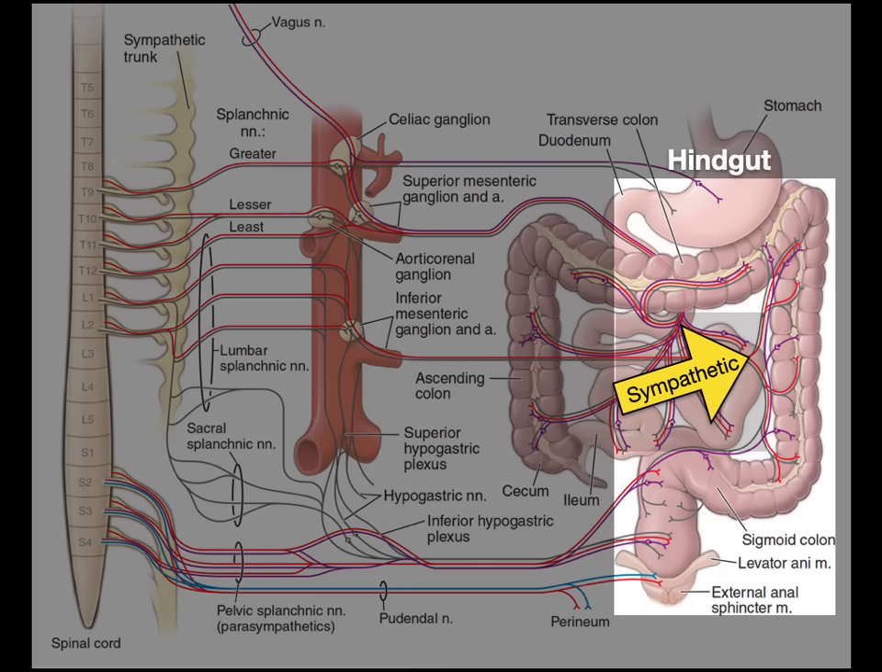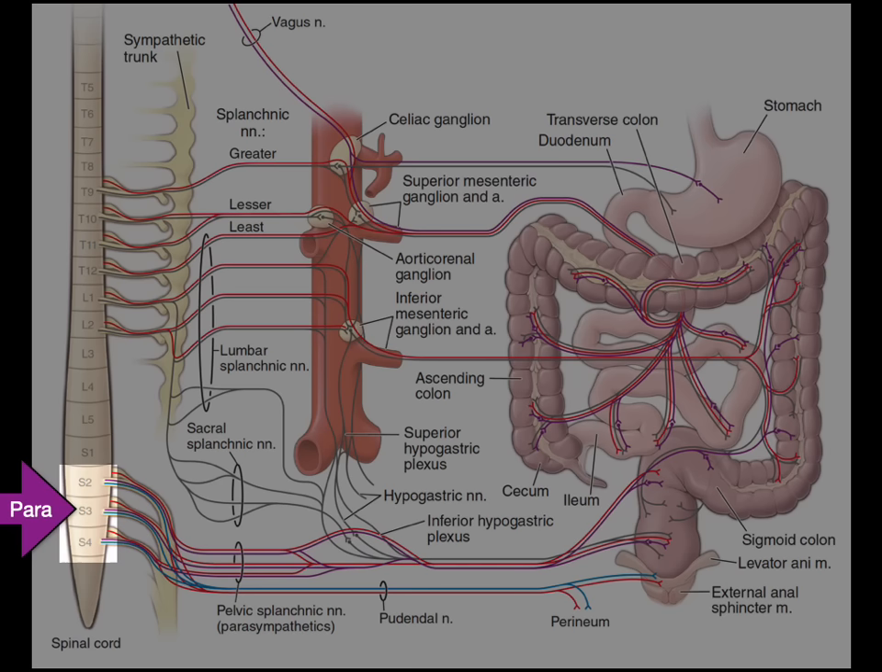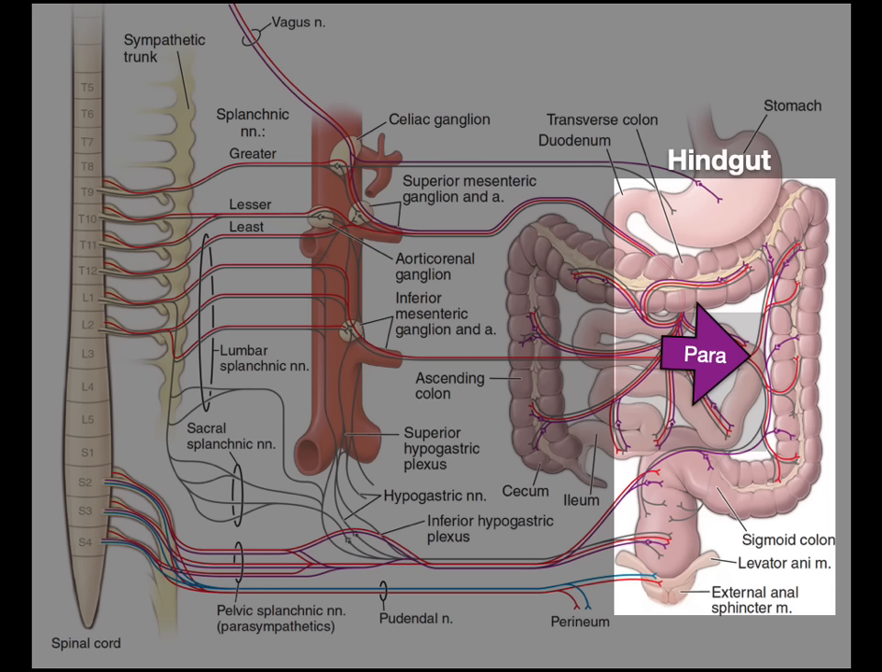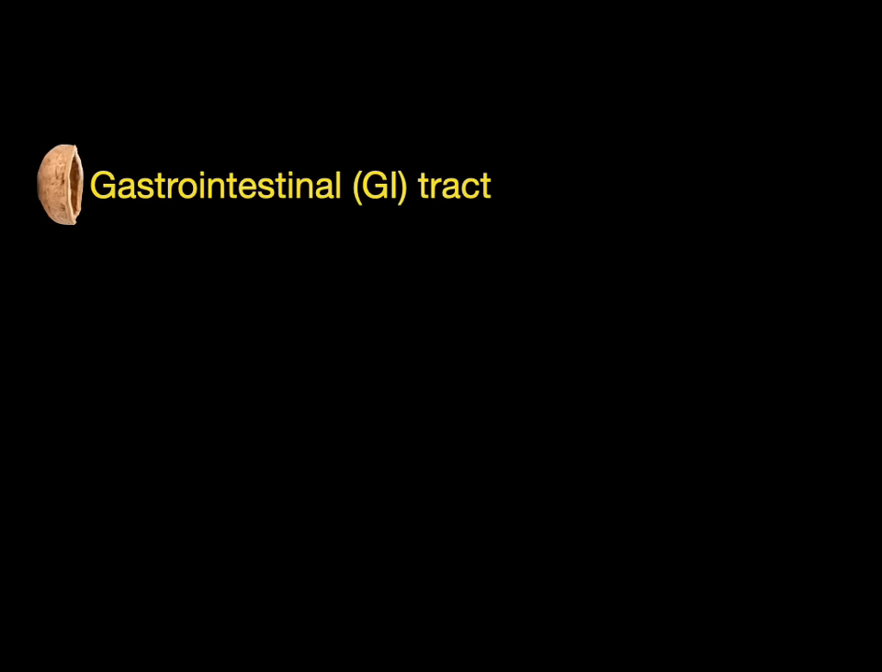Parasympathetics arise from the S2-3-4 spinal cord levels in the lateral horn, and then they course to the hindgut via these pelvic splanchnic nerves, okay? From S2-3-4, and then coursing in the hypogastric and inferior hypogastric plexuses, supply the hindgut organs. So there we have it. So the GI tract in a nutshell.